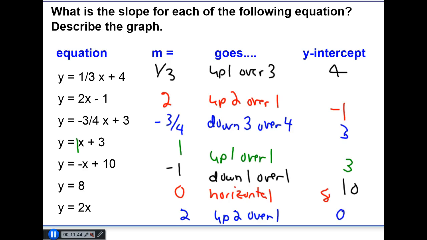So come back for lesson 2, part 2, where we'll talk about distance.